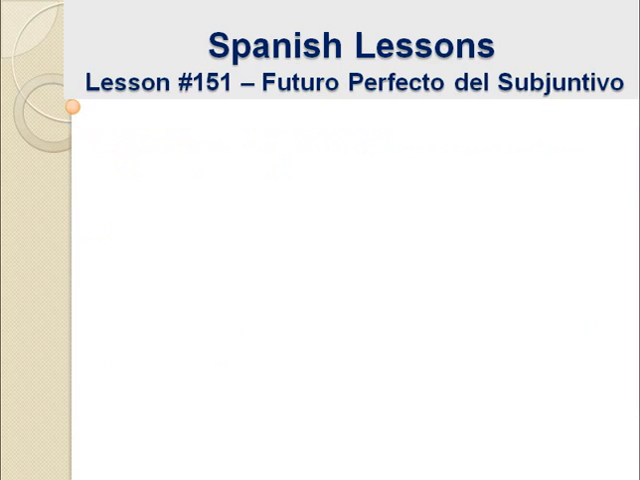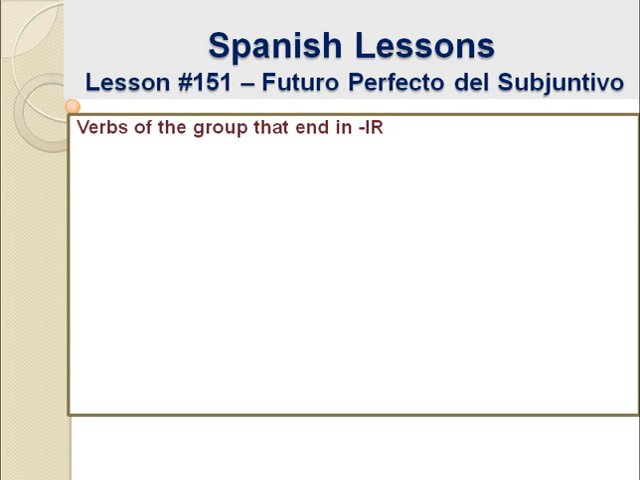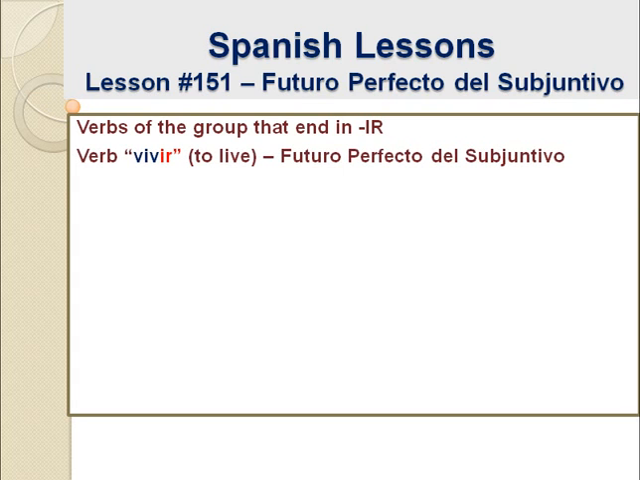So, now let's go to the third group of Spanish verbs, right? The verbs that end with ir. Example, vivir. Vivir is a regular verb of this third group of verbs. Vivir means to live.